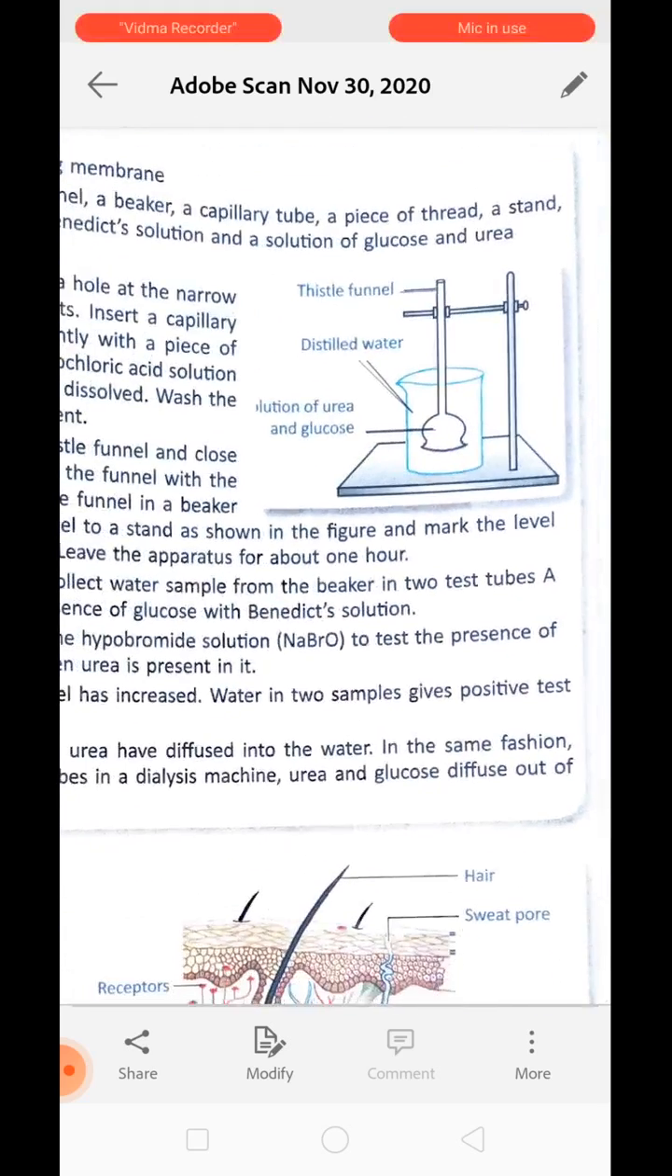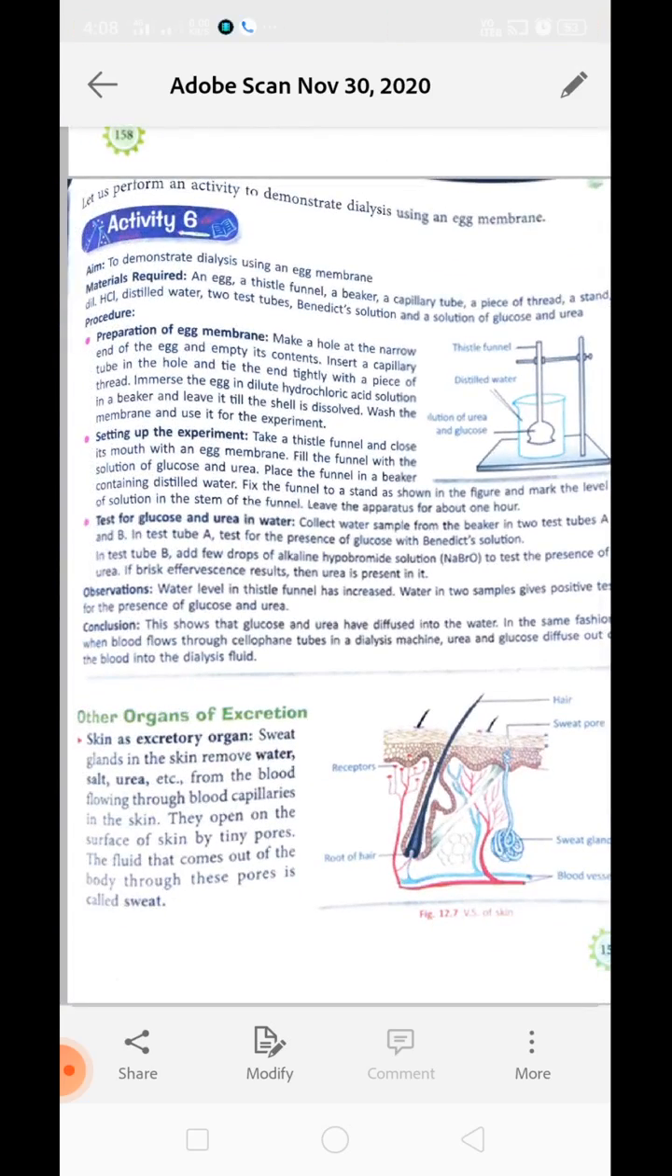Now, this activity is done in a step by step manner. First, we need to prepare an egg membrane. Make a hole at the narrow end of the egg and empty its content. We have to make a hole at one end of the egg to empty it. Now insert a capillary tube in the hole and tie the end tightly with the piece of thread. We have to attach a capillary tube inside the egg and tie it properly.